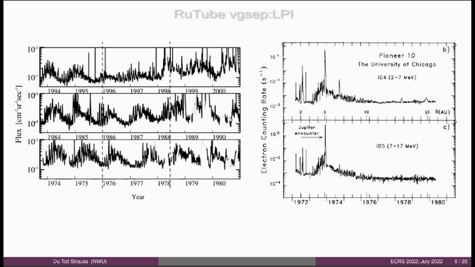And the 13-month periodicity is expected because that's the orbital period of Jupiter as measured from Earth, so the synodic period of Jupiter. So it was expected that it should be Jovian electrons, but this was confirmed when the Pioneer 10 spacecraft did the Jupiter flyby in the 1970s. So you can see at 5 astronomical units distance, there's a nice peak where it entered the Jovian magnetosphere.